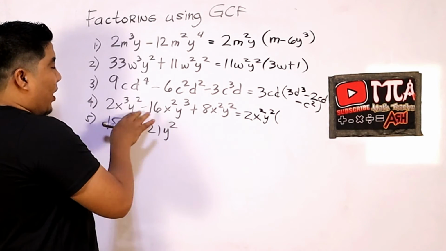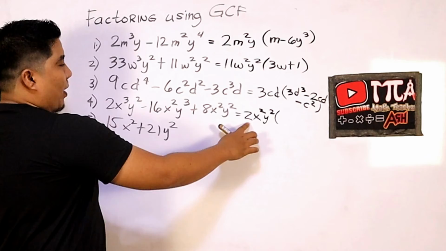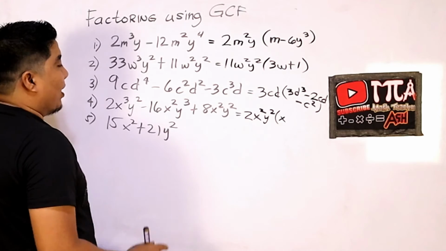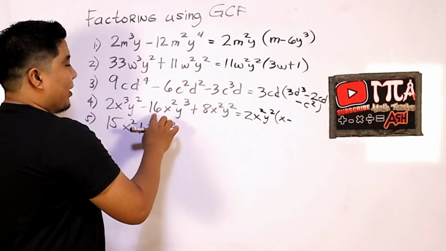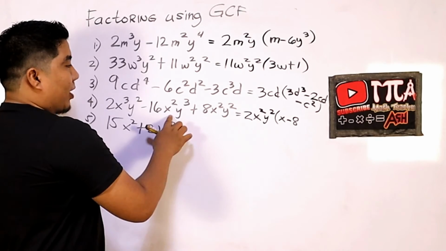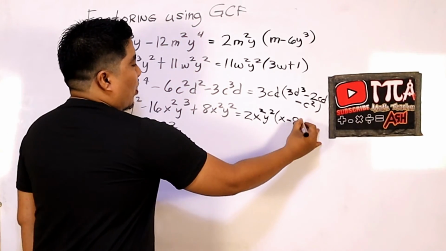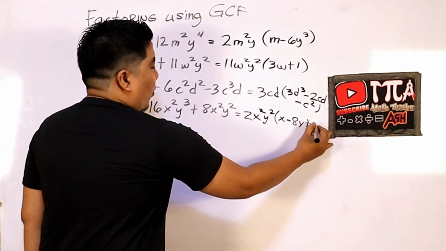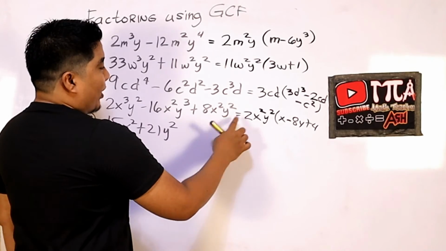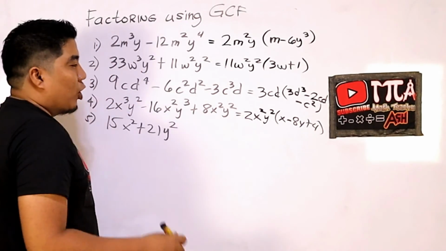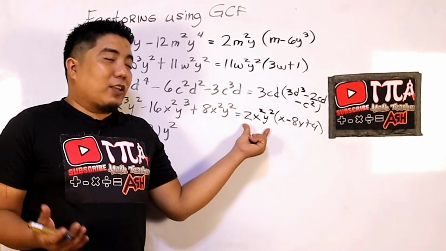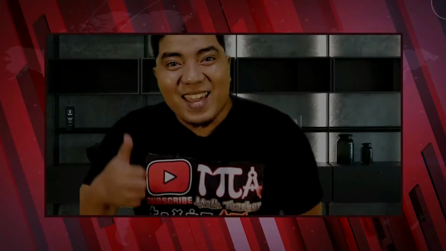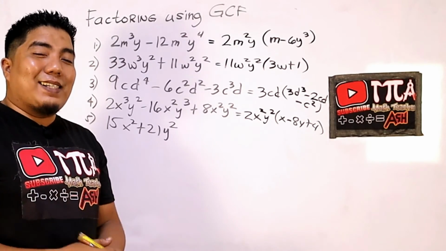Okay, now if we divide this to here, 2 divided by 2 is 1, x cubed divided by x squared is x. Y squared, cancelled. Okay, second term, minus 16 divided by 2, that is 8. X squared, cancelled. Y cubed, y squared, y. Alright, plus 8 divided by 2, 4. X squared, cancelled. Y squared, cancelled. Okay, so we have the factors 2x squared y squared and x minus 8y plus 4. Easy, right?